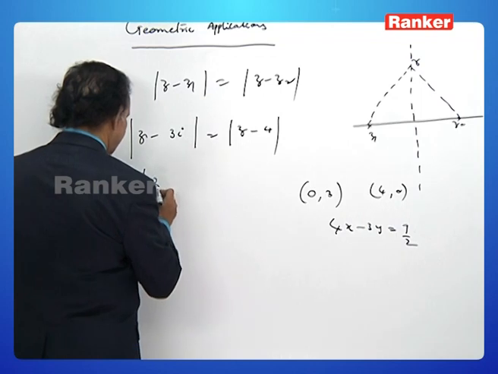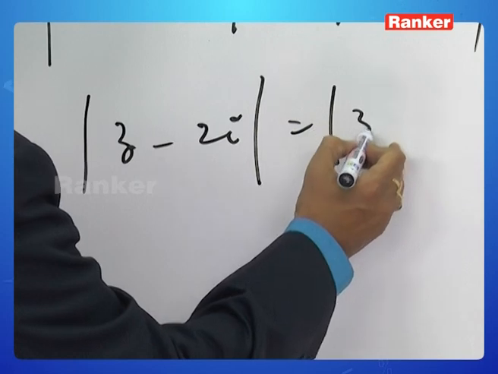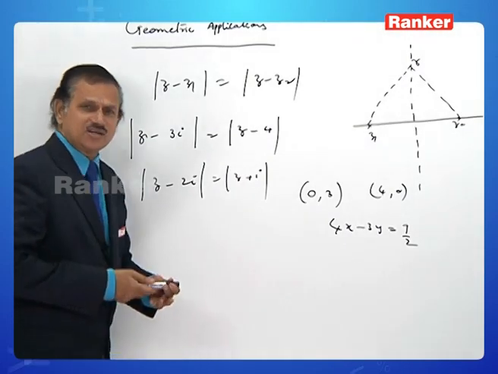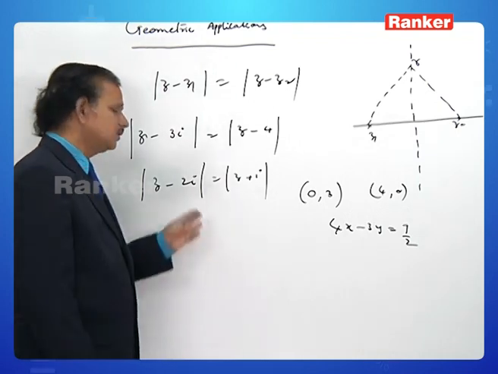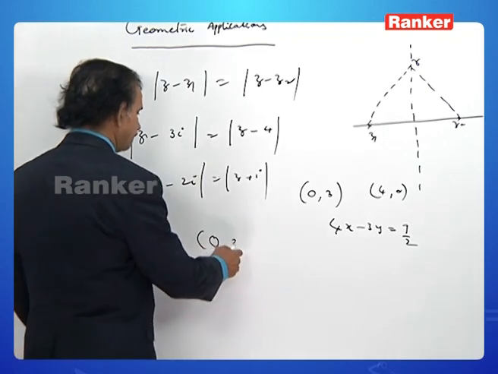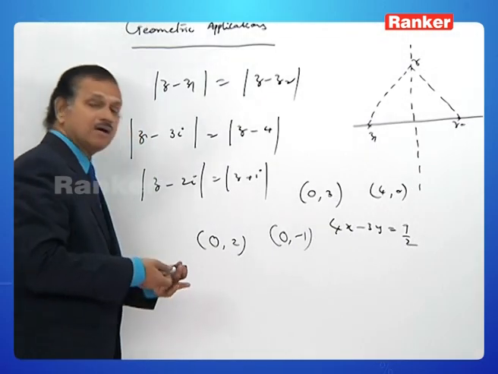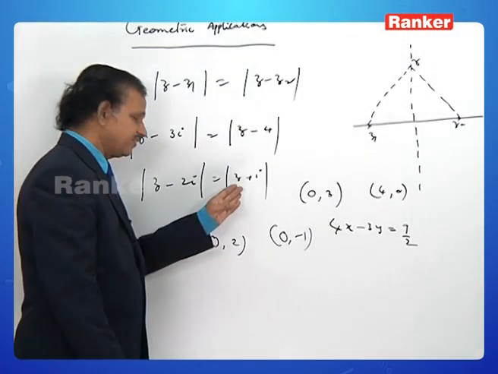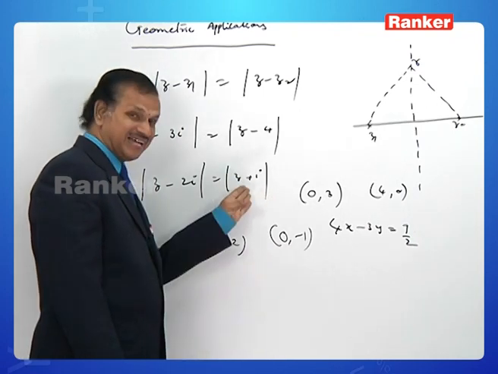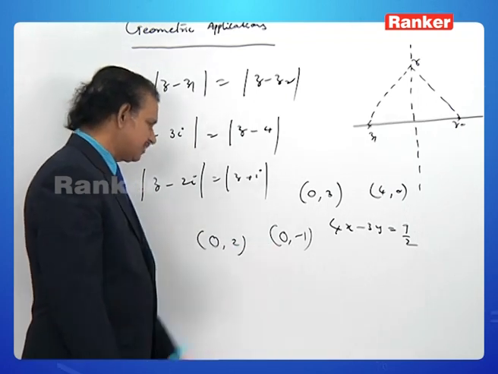Modulus of z minus 2i is equal to modulus of z plus i. What is the locus of z? Z minus 2i means this is the point 0, 2. And this is the point 0, minus 1. Isn't it? Z plus i means z minus minus i, that is 0, minus 1. What is the perpendicular bisector of this?